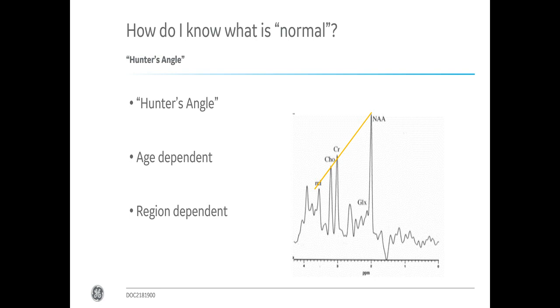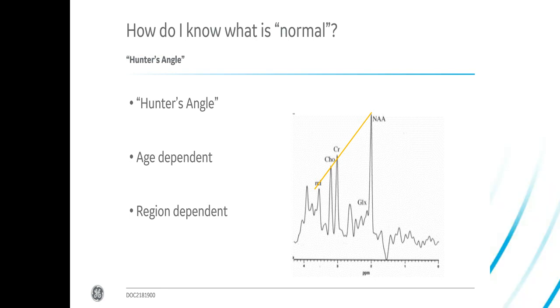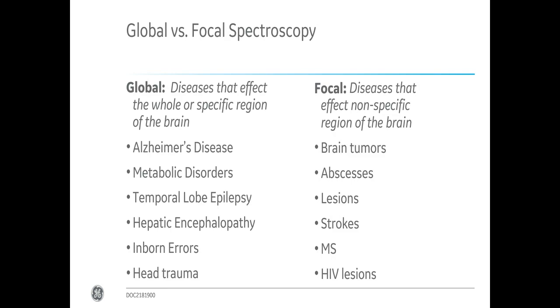So, but with all this information about how a normal spectrum looks like, what these peaks mean in terms of what metabolites they represent, how can we use that at the end for a diagnosis? And what kind of protocols can we use for understanding different diseases?